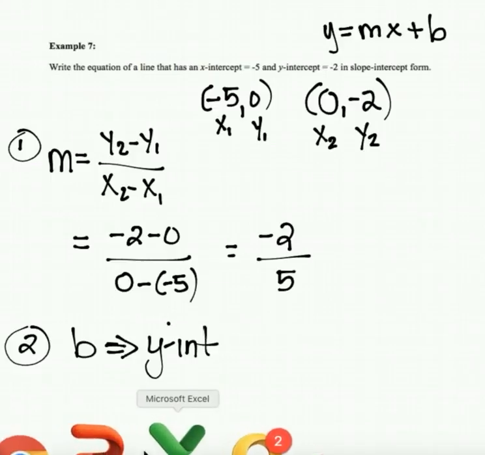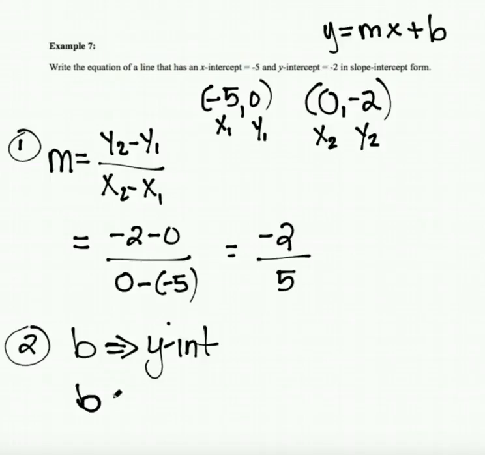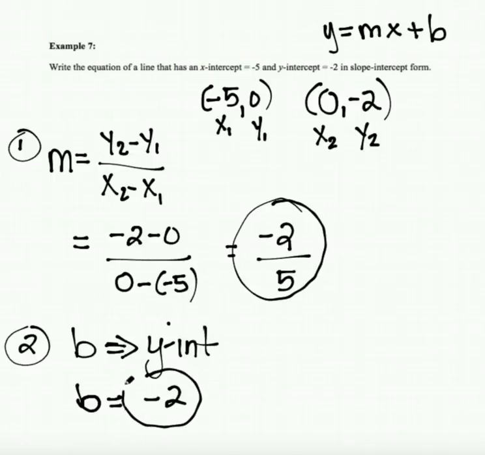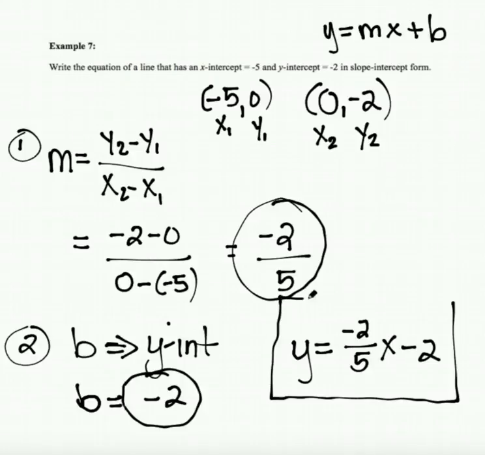They give us the y-intercept in this problem. They're telling us the y-intercept is -2, so I don't have to do any work to know that b is equal to -2. Now remember, once I have my slope and once I have my y-intercept, I can go ahead and write my equation. So my equation is going to be y equals -2/5 x minus 2. I plug in my m and I plug in my b, and I have my equation.